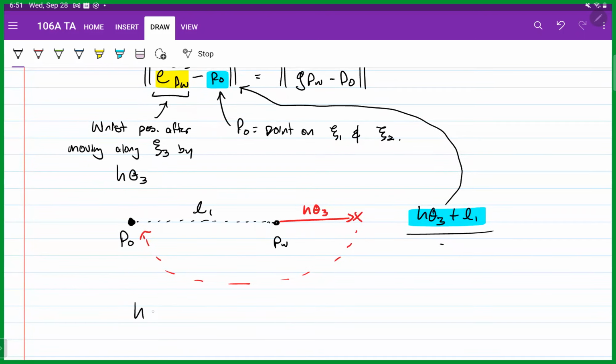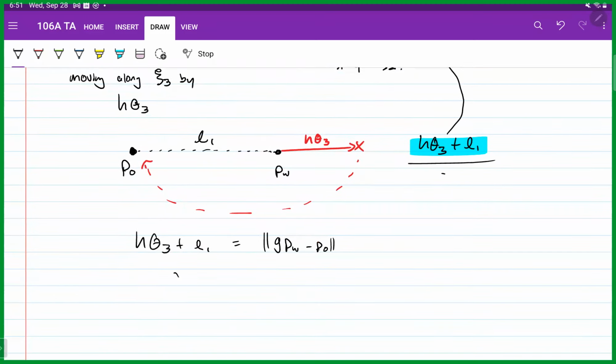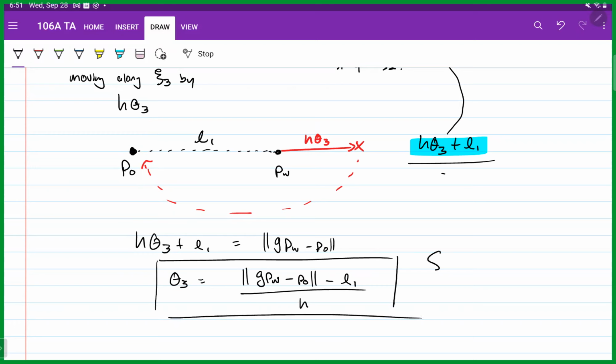So what I'm going to do is plug in h times theta 3 plus L1 equals this norm that we know the value of, g times pw minus p0. And now I'm just going to solve for theta 3. What we're going to end up with is theta 3 is this norm, g times pw minus p0, minus L1, divided by the pitch h. And that gives us a single value.